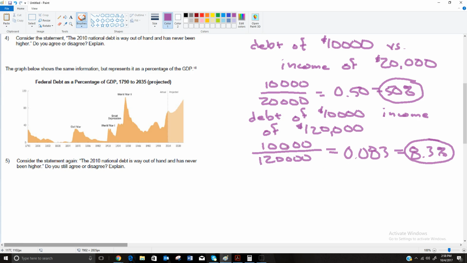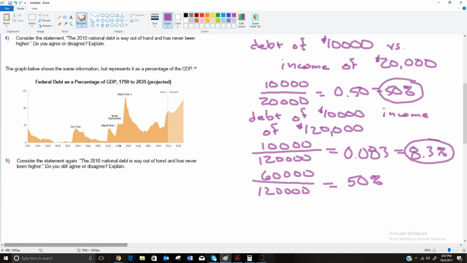And let me just say one more thing. This person would have to have $60,000 worth of debt before it would be comparable. So this person could have $10,000 of debt and they'd be at 50%. This person could be at $60,000 and that would be 50% of their income.